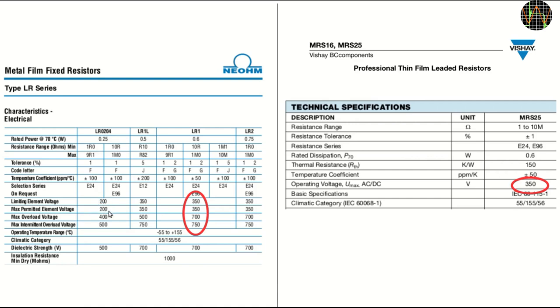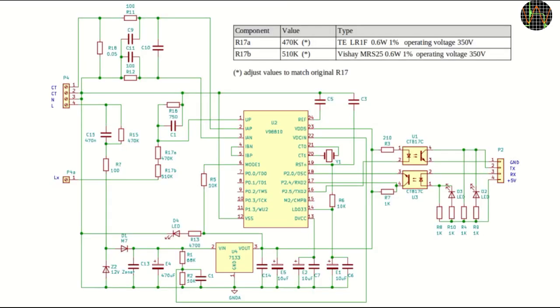So when going resistor shopping for things connected directly to mains, it pays to examine the data sheets for the permitted operating voltage. This is how the modified schematic would look like for option 1. I have replaced the 1 megohm SMD resistor R17 with two through-hole resistors in series, R17A and R17B.